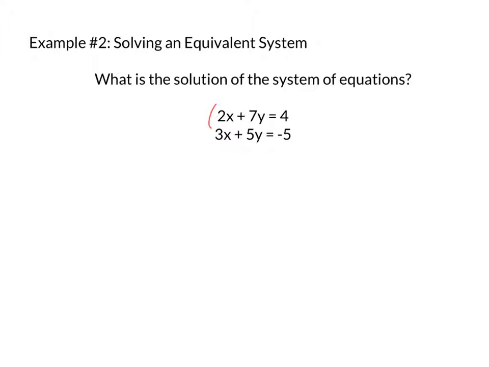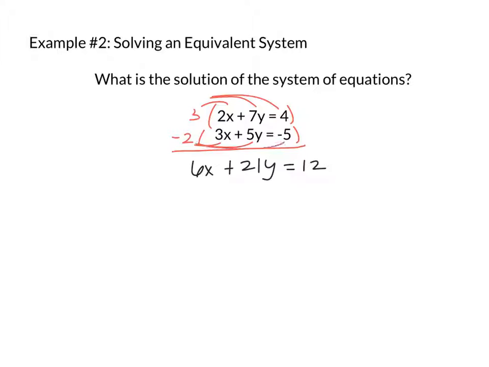So to force 2 to be positive 6, I would have to multiply by 3. To force the bottom equation to be negative 6, I'd have to multiply the entire thing by negative 2. So let's rewrite. If I distribute 3 to everything in the top equation, I'll have 6x plus 21y equal to 12. If I distribute negative 2 to everything in the second equation, I will have negative 6x minus 10y equal to 10. All right, so now it's pretty obvious our x's are gone.